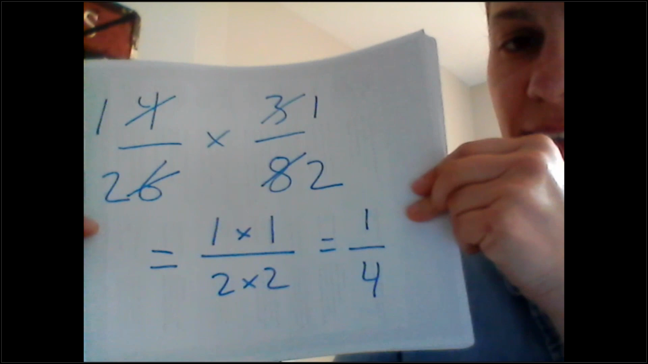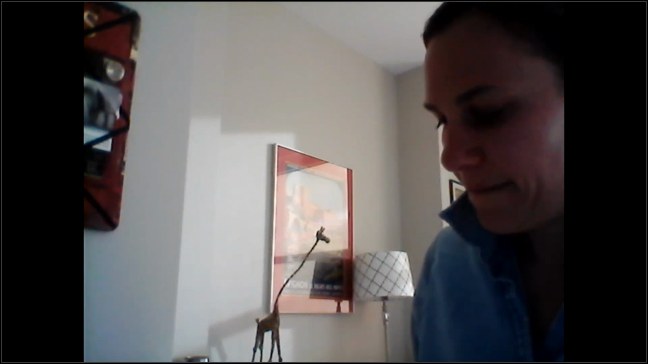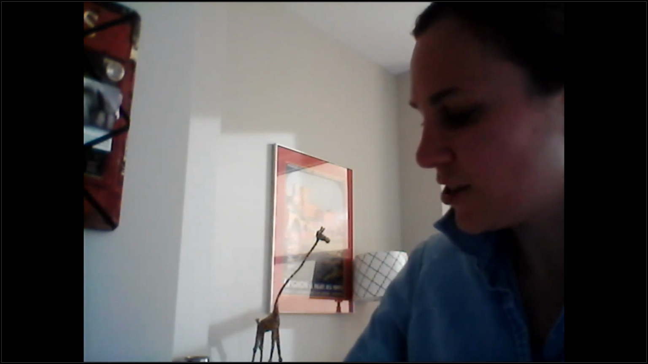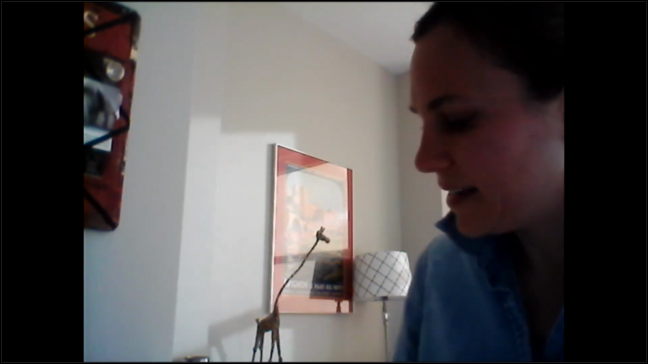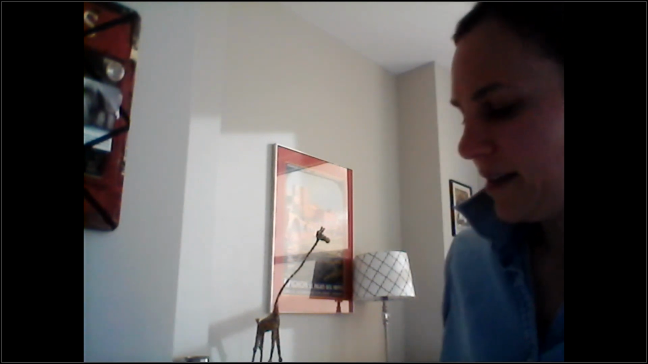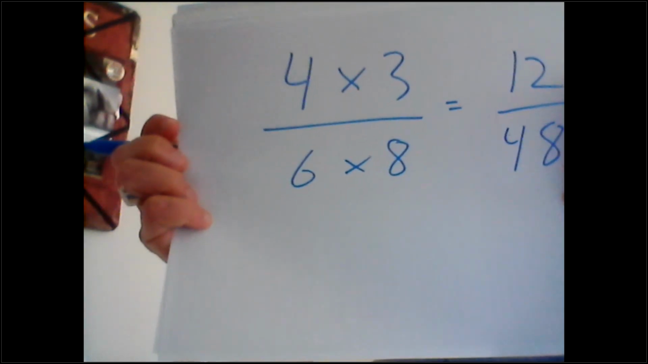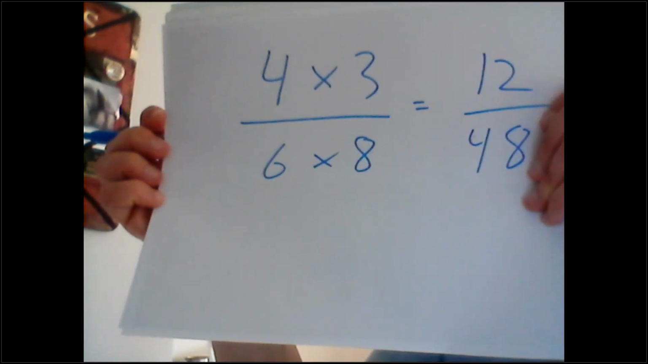But here's what we would have had to do. Instead of simplifying, we would have had to take the 3 times 4 and the 6 times 8 and create that fraction. So we have our 6 times 8 in our denominator, right? So this was our original fraction, 3 times 4 over 6 times 8. So 3 times 4 would give us 12.